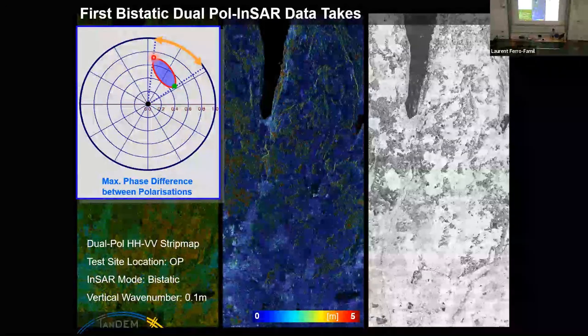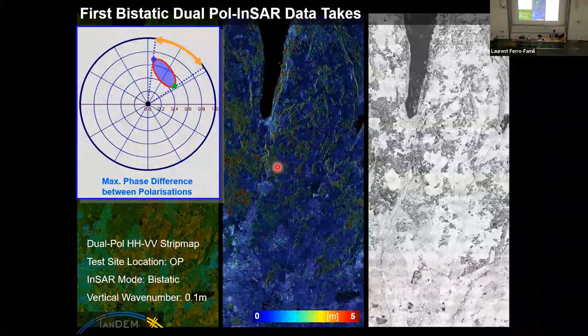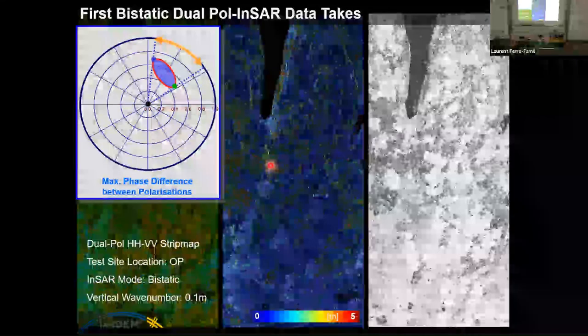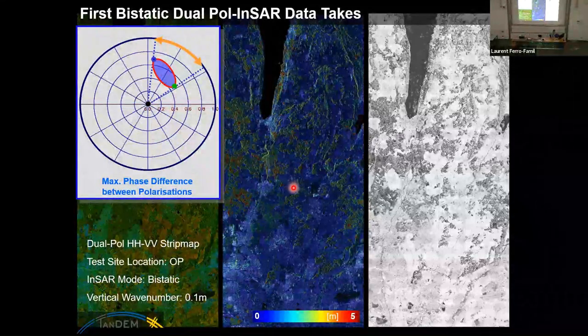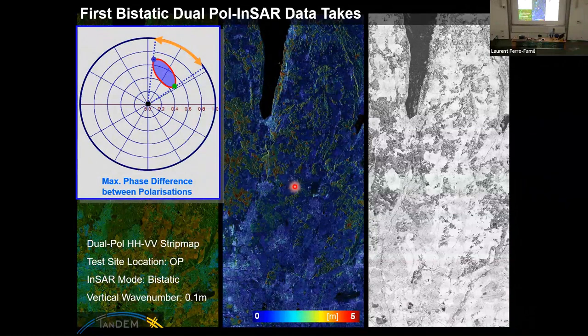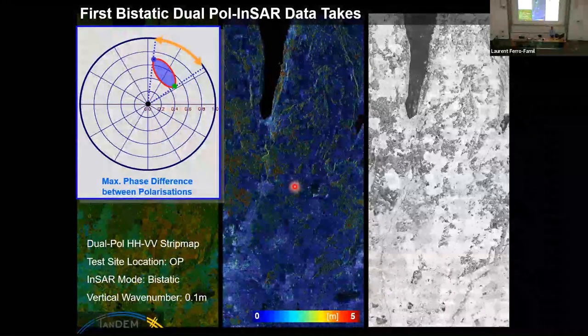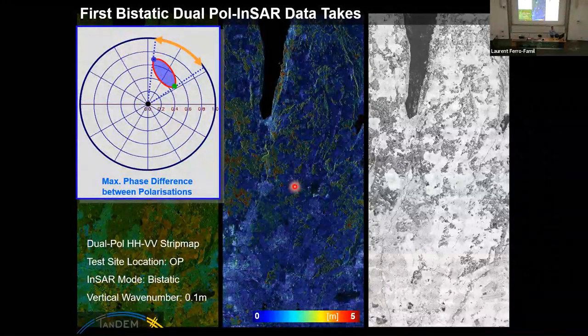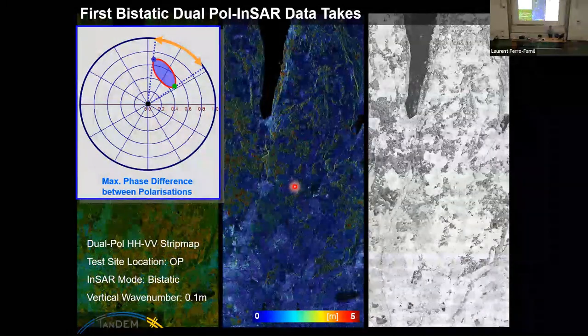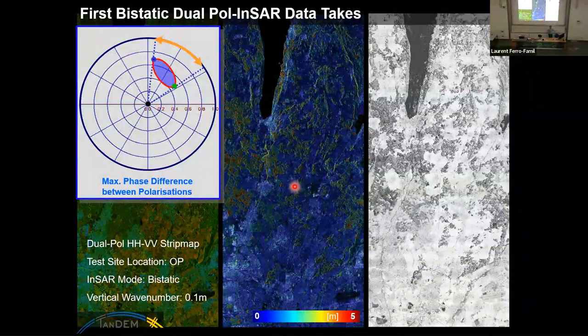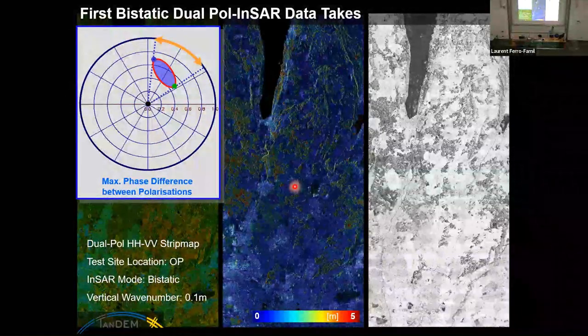And your phase difference here is basically larger on the forest part, and it's very small on the surfaces. And this is exactly what you would expect, as we said before. And you see, you can also change your polarimetric space. So you go from a quad pol, which is the largest and most complete space that you can get, to a dual pol, and you still get something.